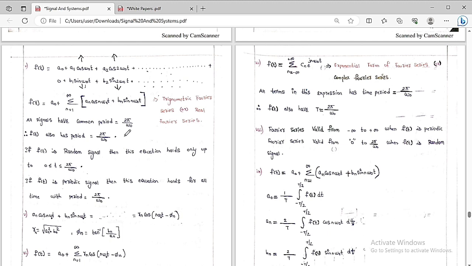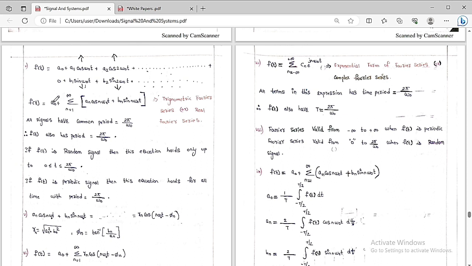Suppose f of t is a random signal, then this equation is going to hold only for t lying from 0 to 2 pi by omega naught. Basically, if f of t is a periodic signal, then this equation is going to hold for all time with a time period 2 pi by omega naught. If f of t is a non-periodic signal, a random signal, then the equation is going to hold only for this range of time.